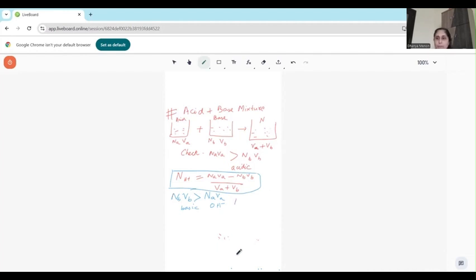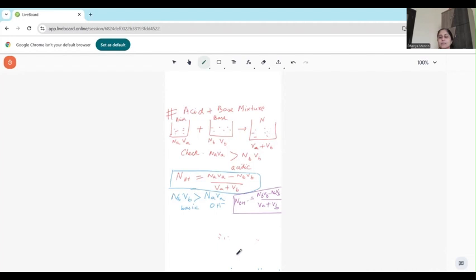When we do the sum, we will better understand. Okay, NbVb minus NaVa. Why? Because NbVb is greater. That means the gram equivalent of base is greater than that of acid. Over Va plus Vb. This is the formula for the normality when the number of gram equivalents of the base is more than that of the acid. Okay, so students, these few formulas you have to remember.